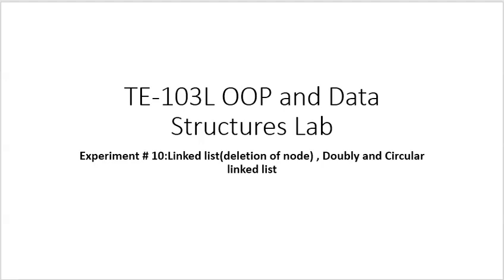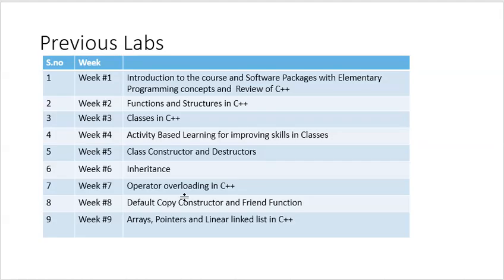So here are the previous labs which we have done. We have done 9 labs in OOP and data structures, in which 8 labs were on OOP, while from the 9th we started our data structures. In the 9th we did a little bit of introduction of the linear linked list. In this lab we will do the remaining part of the linear linked list and the doubly and circular linked list.